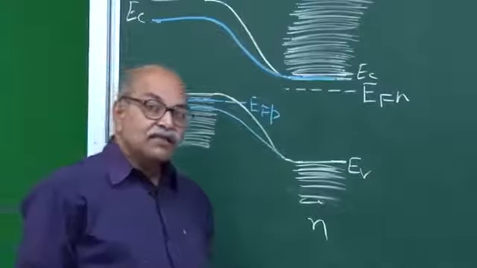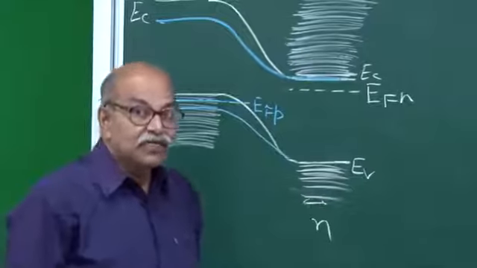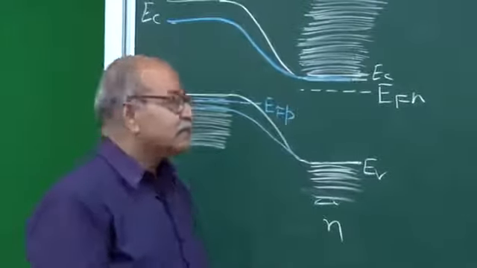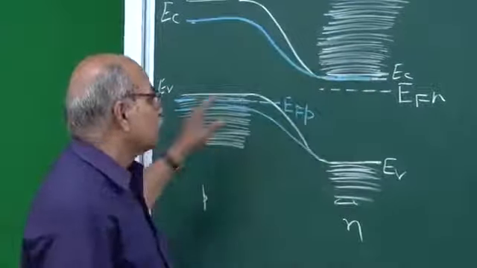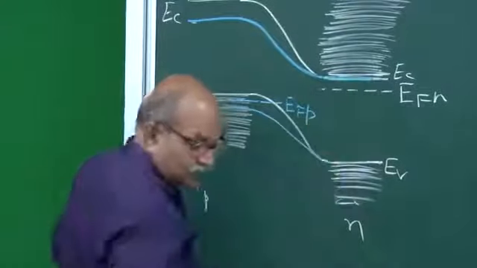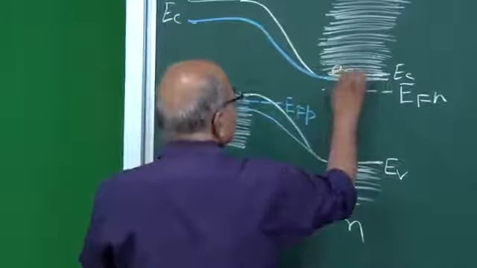Now look at the majority carriers, the diffusion of majority carriers. Start from here, the N side. The majority carriers are electrons. So you have all those electrons here.